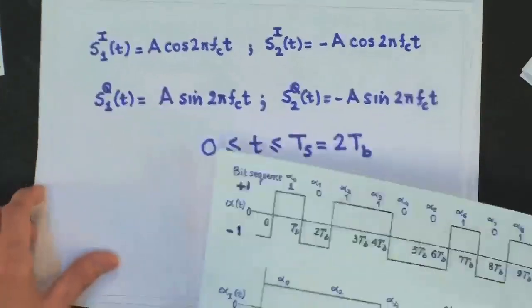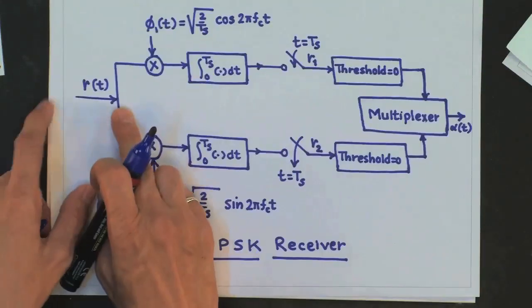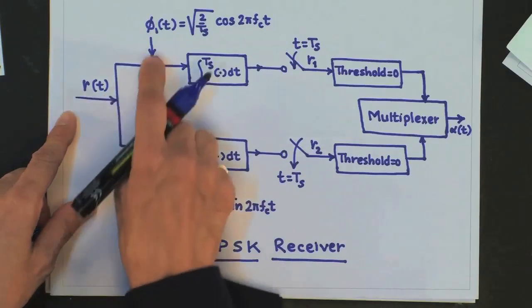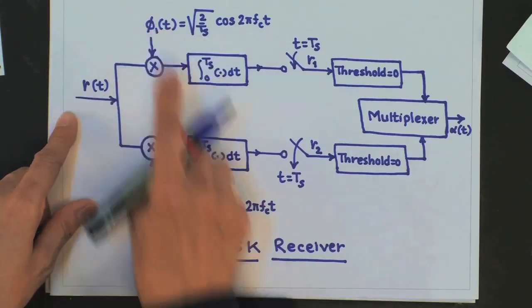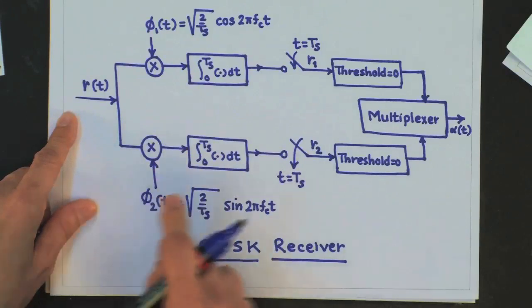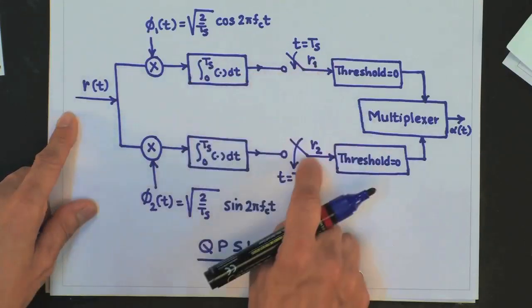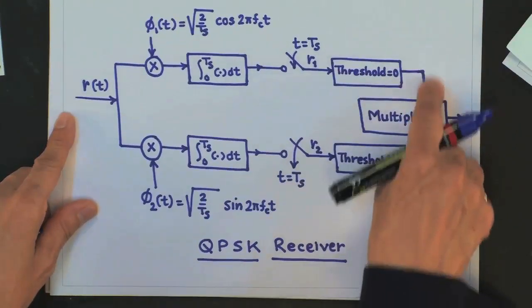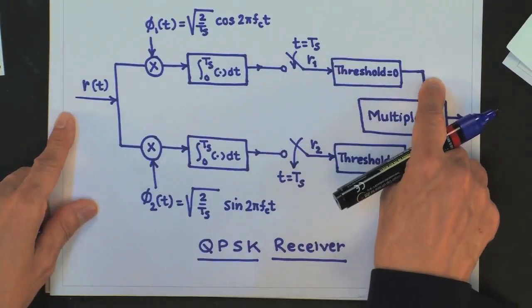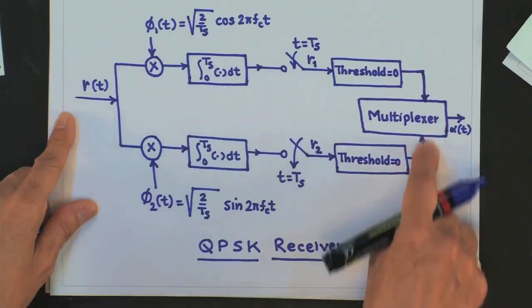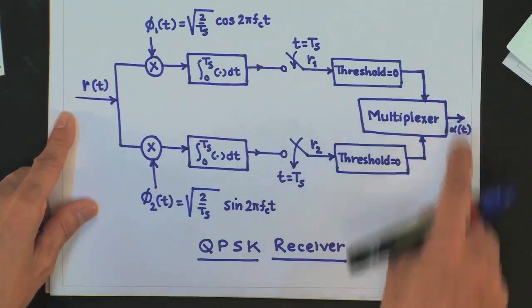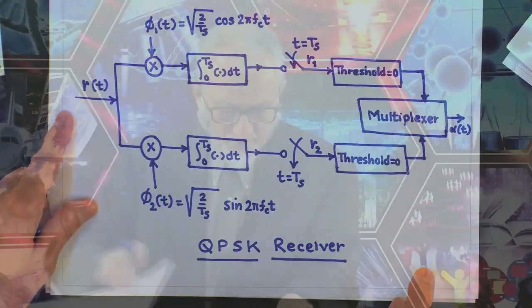Right. So, for this case now the receiver would look as shown on this slide. We get the received signal and you project it on phi 1(t) and phi 2(t). You get the projections R1 and R2. You take the independent decisions. So, this will give the even stream and this will give the odd bit stream and you multiplex them to get the final waveform alpha(t).